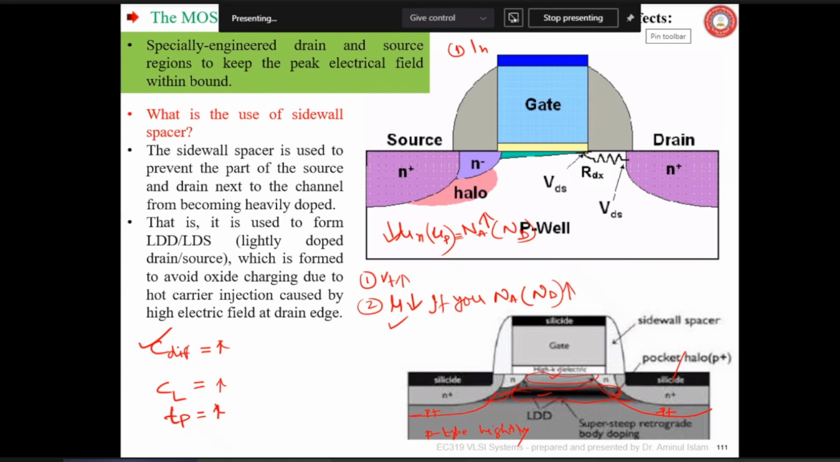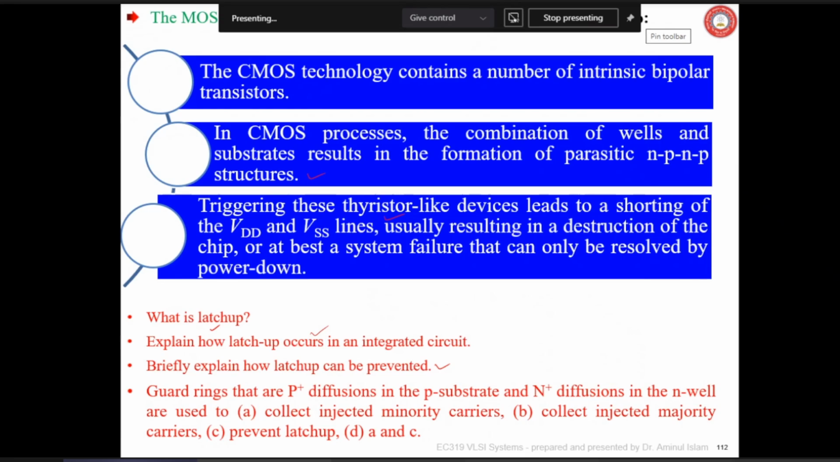Okay, going further, we have to go faster because a lot of lectures are gone. The CMOS technology contains a number of intrinsic bipolar transistors. We're going to talk about latch up. What is latch up? Explain how latch up occurs in an integrated circuit. Briefly explain how latch up can be prevented, etc.